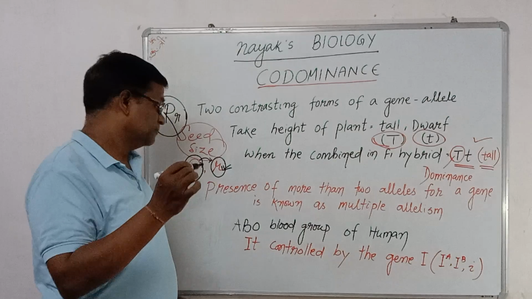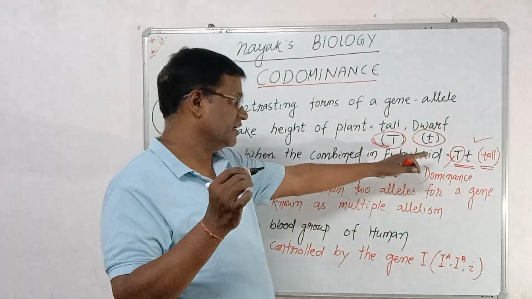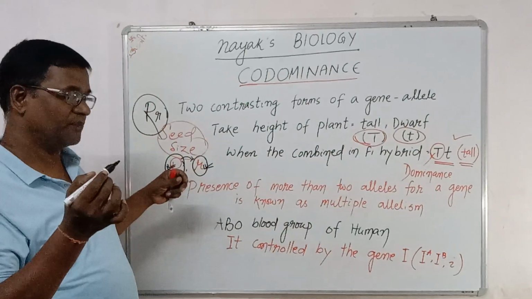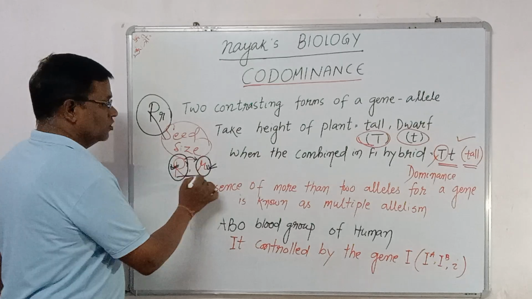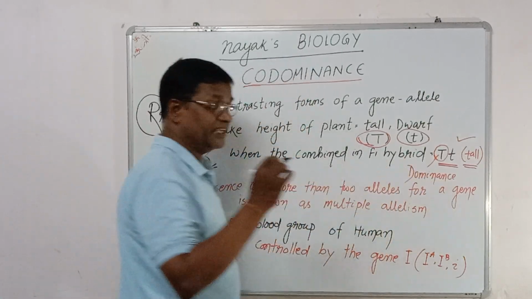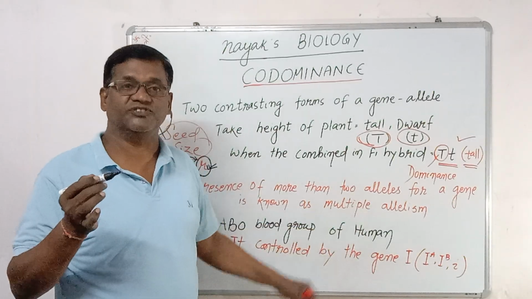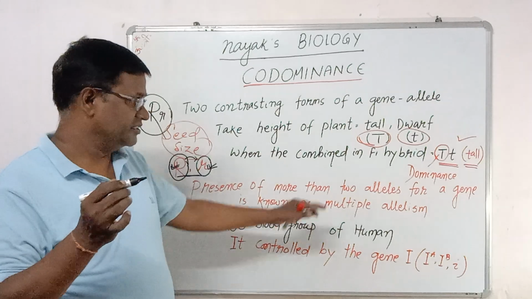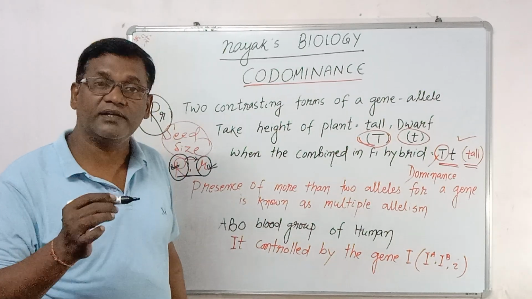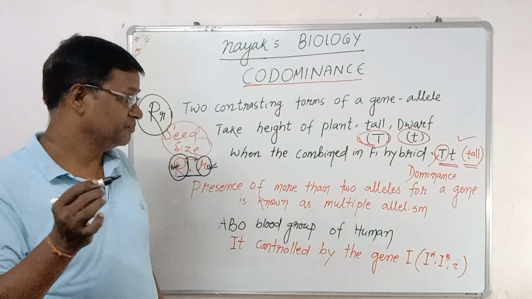Now we will read about the presence of more than two alleles. Here we know there are two alleles, meaning two forms of the gene. Here also two forms of the gene. But if there are more than two, then we call it multiple allelism. Multiple means many, and allelism means alleles. More than two alleles is called multiple allelism.